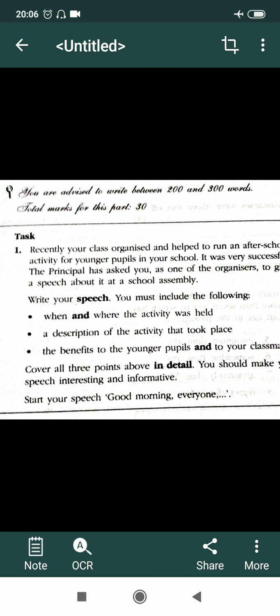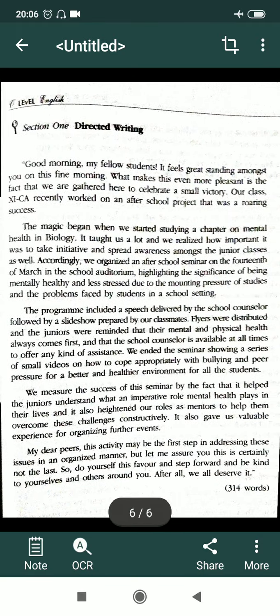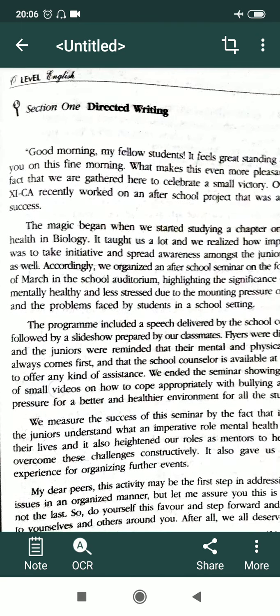There's another speech. Recently, your class organized and helped to run an after school activity for younger students in your school. It was very successful. The principal has asked you, as one of the organizers, to give a speech about it at the assembly. Maybe you organized some after school activity for the young people, maybe some sports, maybe some charity, right? Maybe collecting some charity to help the poor, or whatever the activity was. And again, I have included in this document the example of the same speech that you can read, take help from, and write your own speech.